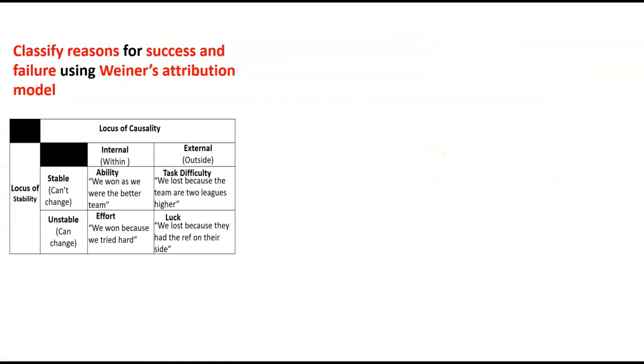So if we have a look at where we're at the moment, then we've looked at how we use Weiner's attribution model to classify reasons for success and failure. So in terms of where we're going to be moving to develop our understanding of attributions, we then have to have a look at this idea that the reasons that we give for the causes of success and failure, whichever attributions we use on this model, will directly link to certain psychological conditions coming to the fore.